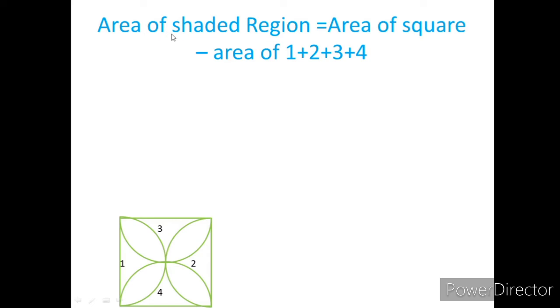Strategy is like this. Area of the shaded region is equal to the area of the square. Square means the outer line. You see, the outer line forms a square, isn't it? So this is the area of the square minus the area of 1 plus 2 plus 3 plus 4. You see here this part is 1, this part is 2, this part is 4, this part is 3. Can you understand? If you subtract 1, 2, 3, 4 from the area of the whole square, definitely you will get this one and this one and this one and this one only.